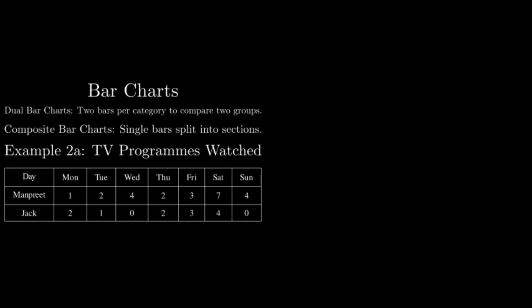Manpreet and Jack recorded how many TV shows they watched each day for a week. We're going to draw a dual bar chart to display this information. To create a dual bar chart, each day will have 2 bars side by side, one for Manpreet and one for Jack. It's crucial to use different colors or patterns for each person and to include a key or legend so others can understand the chart.